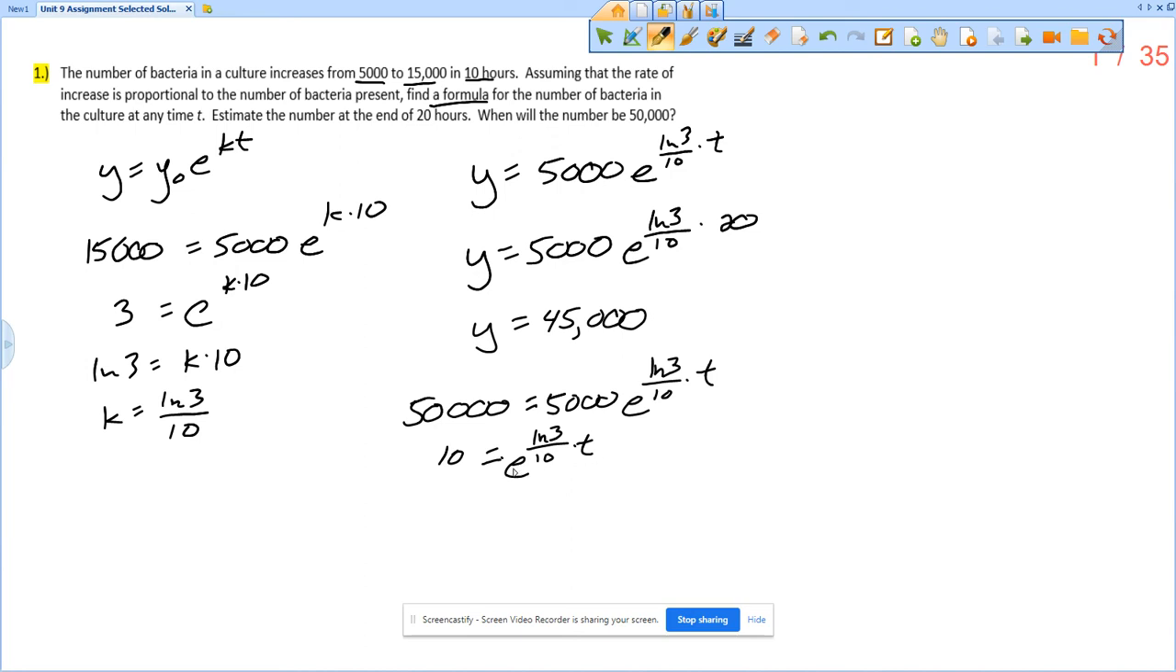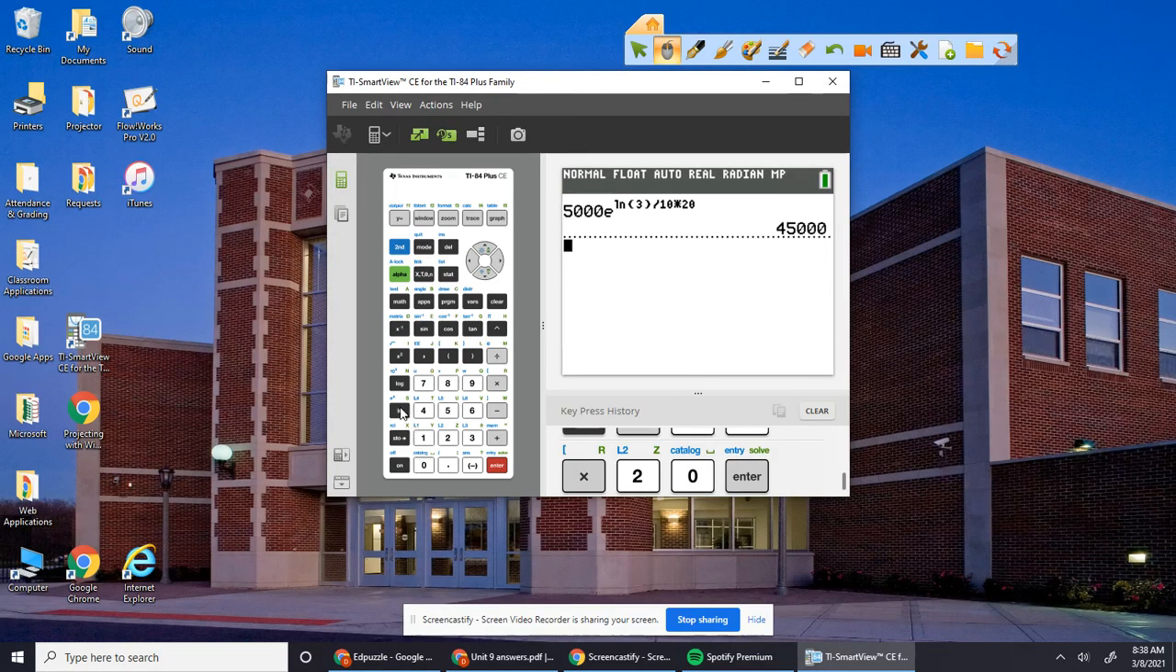Now I have to get rid of the e, so I'm going to take the natural log of both sides. So the natural log of 10 equals the natural log of 3 divided by 10 times t. To solve for t, I'm going to divide. So I get the natural log of 10 divided by the natural log of 3 divided by 10. Now we want to do that calculation. I have the natural log of 10 divided by, now I'm going to use parentheses here, the natural log of 3, close parentheses, then divided by 10.